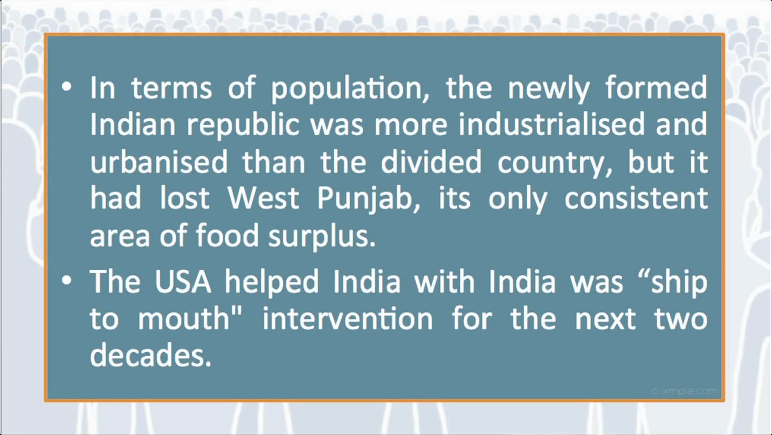In terms of population, the newly formed Indian Republic was more industrialized and urbanized than the divided country, but it had lost West Punjab, its only consistent area of food surplus. The USA helped India during this time, with a ship-to-mouth intervention for the next 2 decades.